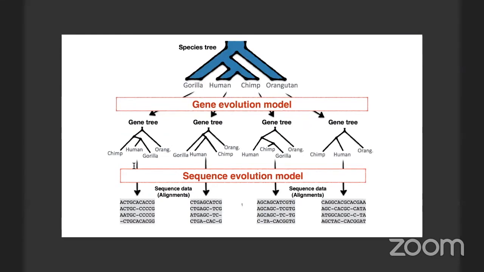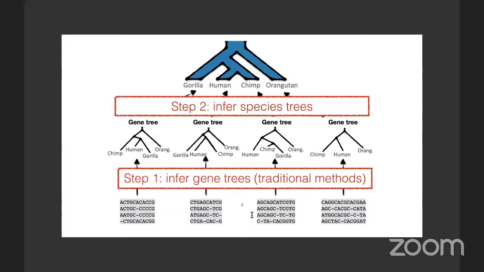Under the gene evolution model, the species tree generates gene trees that can be different from each other, but it's under a mathematical model called the multi-species coalescent. Then each gene tree evolves sequences, and we talked about the gene sequence evolution already. So if you want to take this hierarchical model and figure out the species tree, you only get to look at the sequence data. So how do you do it? Well, you can reverse the process. You can use the sequences to infer gene trees, and then you can take the gene trees and infer the species trees. It's a two-step process.